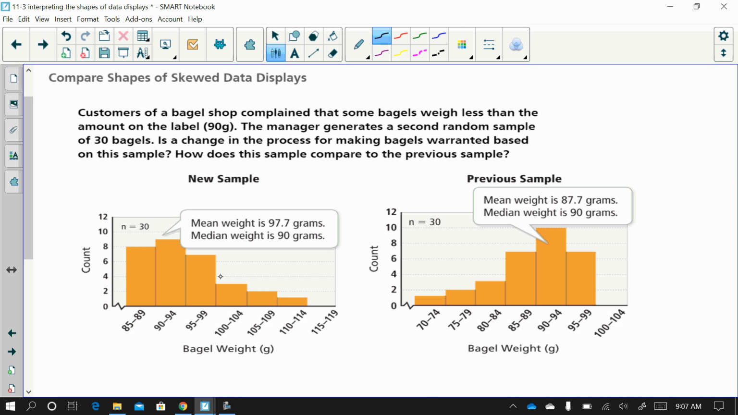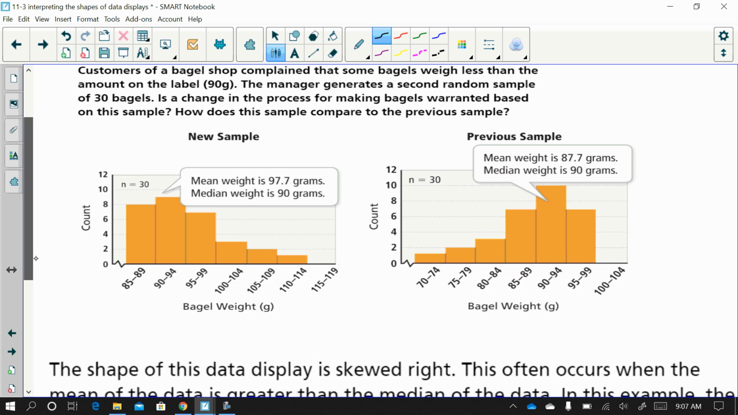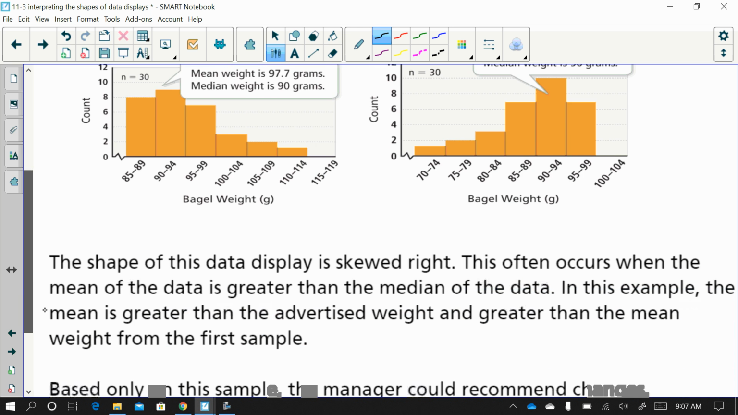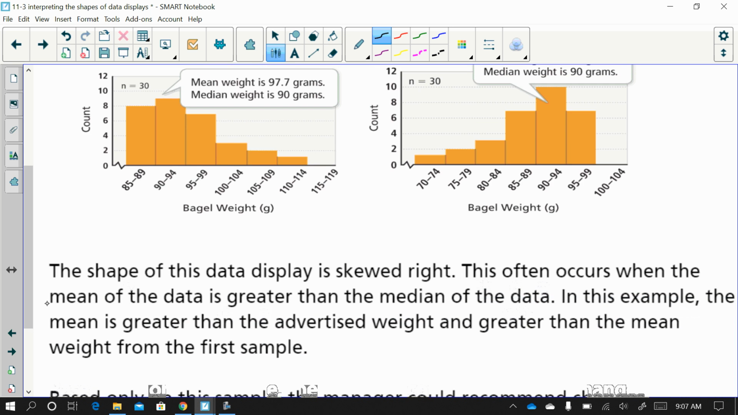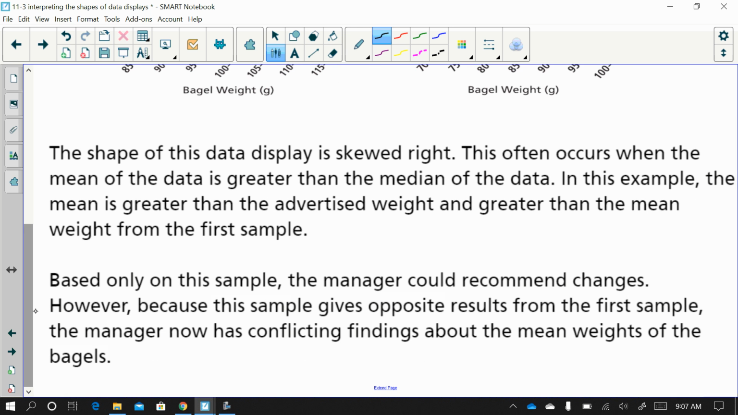So notice my new sample, now I'm skewed to the right. Originally we were skewed left. So the shape of this data is skewed right. This often occurs when the mean of the data is greater than the median. So in this example, the mean is greater than the advertised weight and greater than the mean weight from the first sample. So now the sample is saying, oh no, we're doing too much to our bagels. Based only on this sample, again, the manager could recommend some changes.